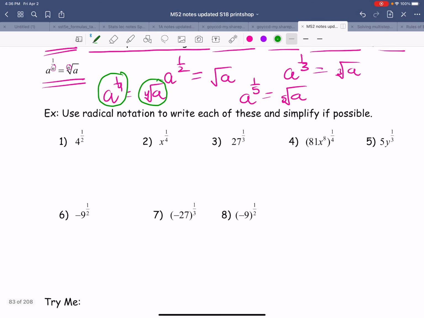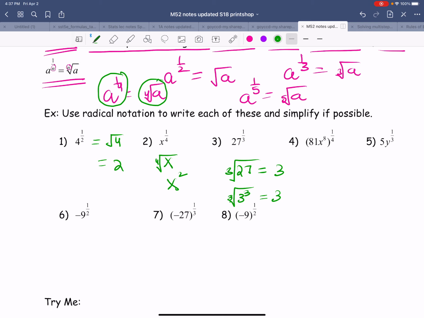Some examples: use the radical notation to write each of the following and simplify if possible. 4 to the power 1/2 is the same thing as the square root of 4, which is equal to 2. x to the power 1/4 is the same thing as the fourth root of x. 27 to the power 1/3 is the same thing as the cube root of 27, which is 3, because you can write 27 as 3 to the third power, and if you divide the exponent 3 by the index 3, that turns out to be equal to 3. A 3 comes out; you have three 3's inside.